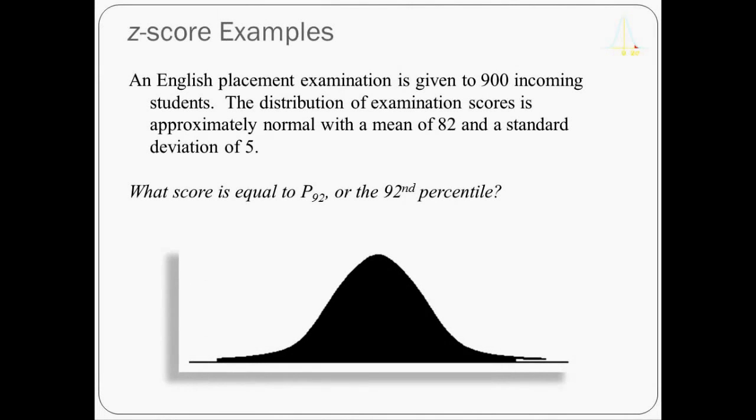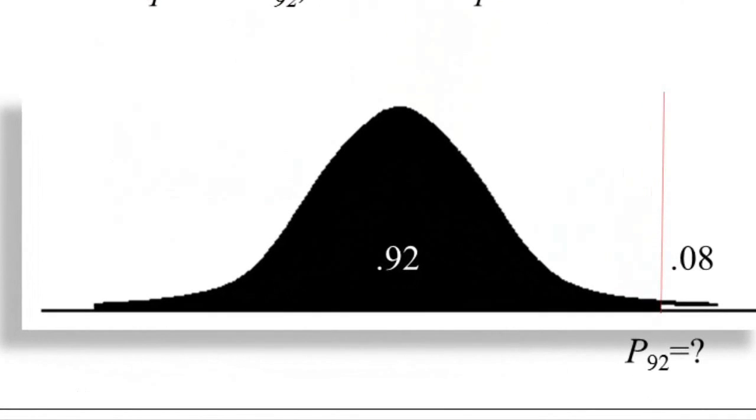Last problem we'll go through is a percentile problem. Here we're asking the question, what score is equal to p sub 92, or the 92nd percentile? So graphing this out to see what I know, that red line on the right represents the 92nd percentile. I know that the 92nd percentile is the location in a distribution that divides the distribution into two pieces. The piece to the left or below that value has to be 0.92, because 92nd percentile means that 92% of all the cases had values at or below whatever value this is. And if 0.92 lies below, then obviously 0.08 must lie above.